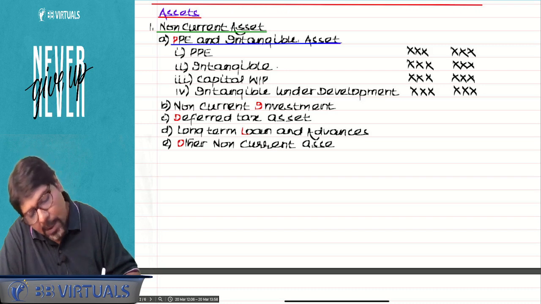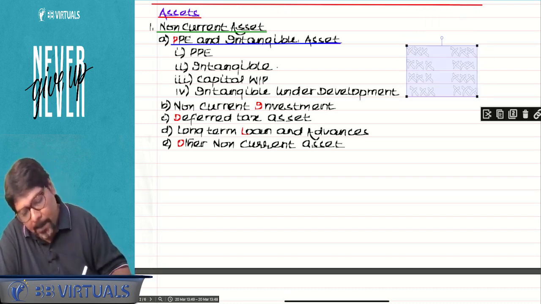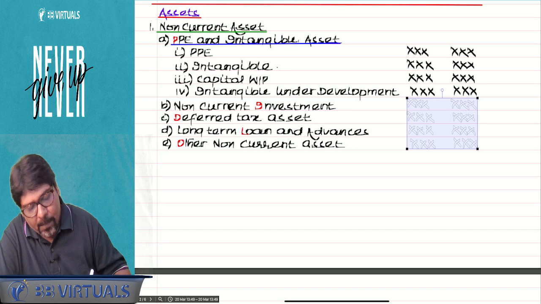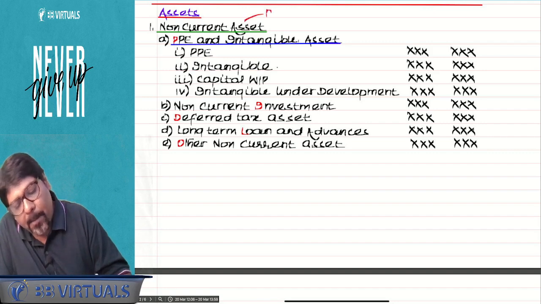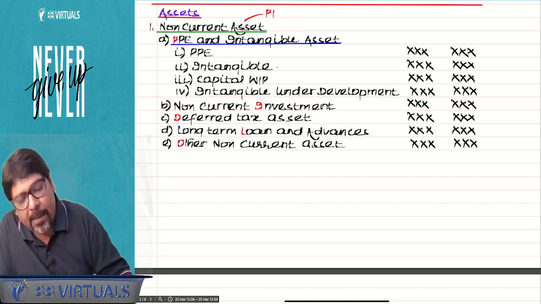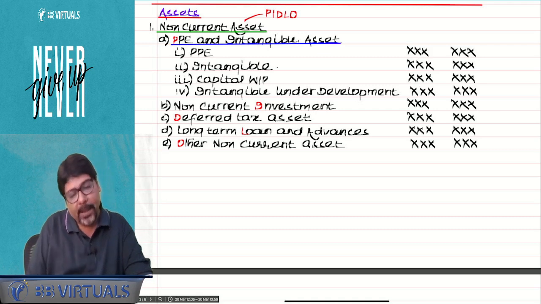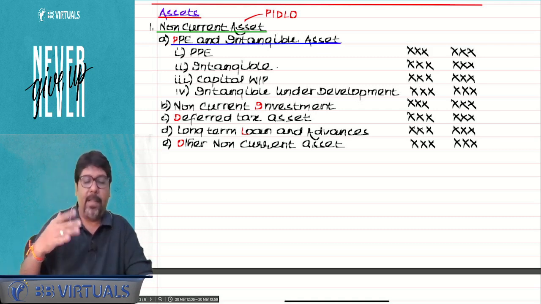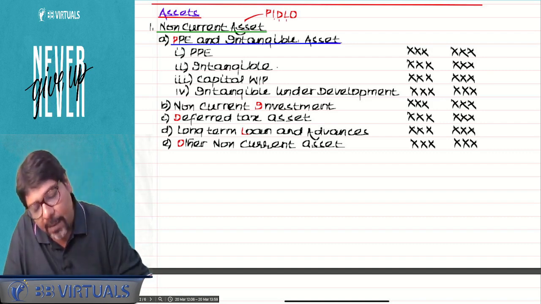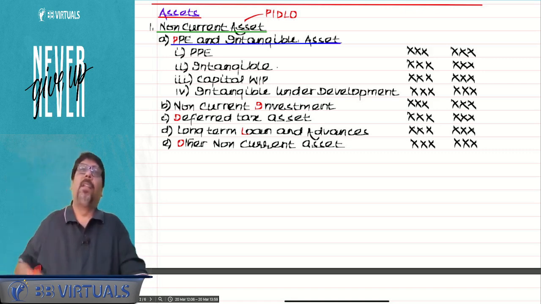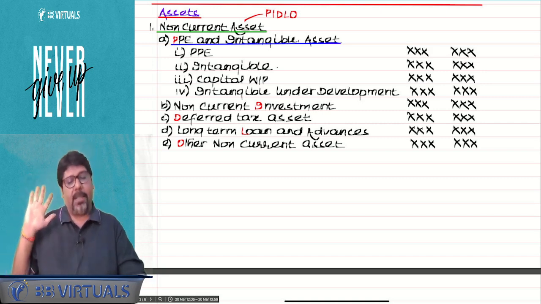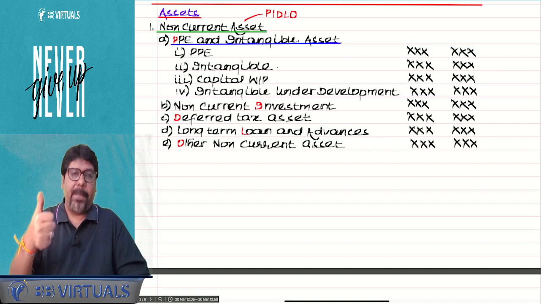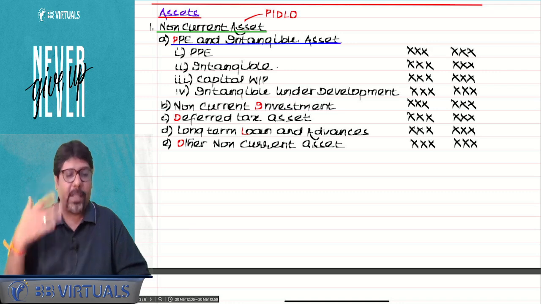Now charted in this: PPE and intangibles, investment, deferred, loans and advances, others. PIDLO. Correct. Investment, deferred, loans and advances and others. PIDLO. Over there it was share capital, reserves, share warrant, share application, then BDOP, BTOP. Correct. And in assets, non-current assets, PIDLO: PPE, investment, deferred, loans, others.